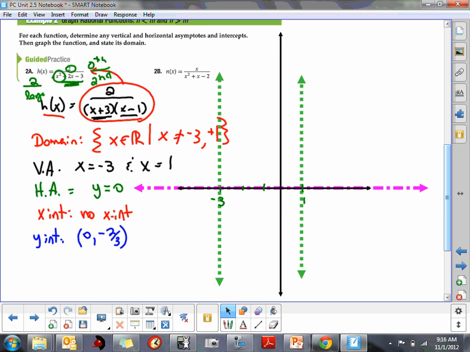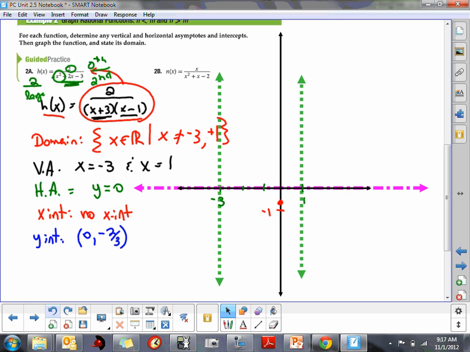Our graph may, it doesn't have to, but it may cross a horizontal asymptote more or less in the middle of our graph. So it may be crossing somewhere in these regions. It's okay if that happens, but you don't want to touch your horizontal axis out towards the end behavior. So we've got our horizontal asymptote in, we've got our vertical asymptotes in, we've got a y-intercept at 0, negative 2/3. So if this is a negative 1, negative 2/3 is going to be in this location.